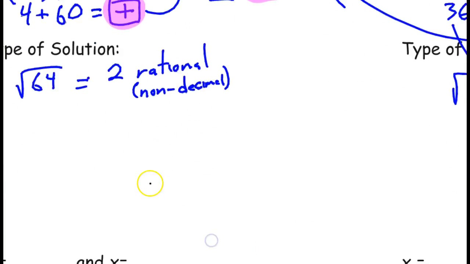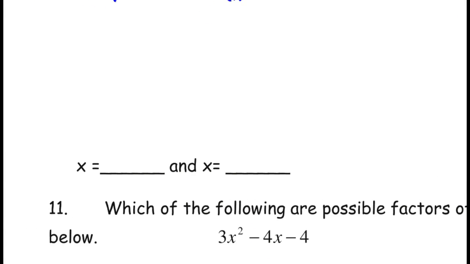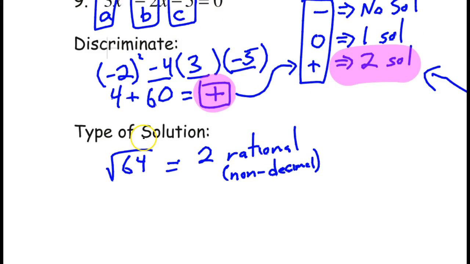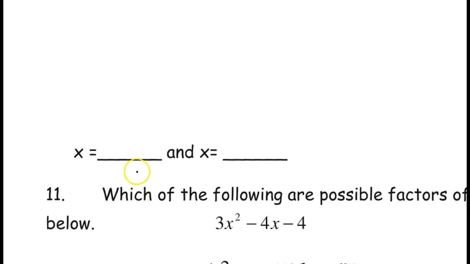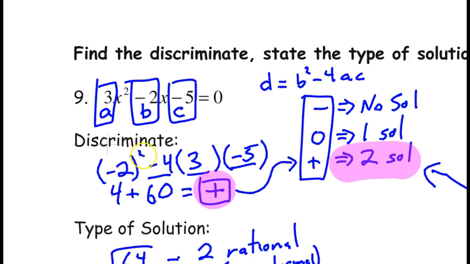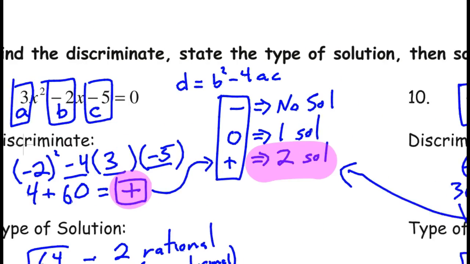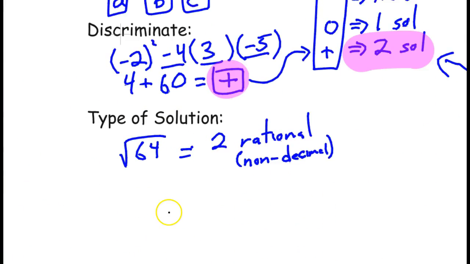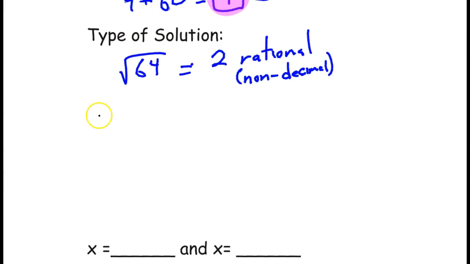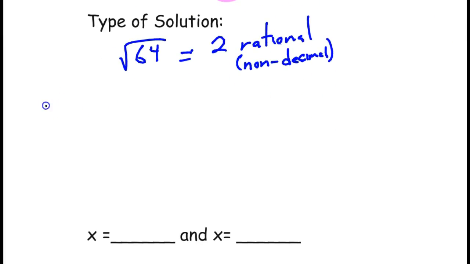Okay. And there's where the answers go, actually, down here. And then I guess they want us to find these solutions. State the type. I guess that should be the directions. That always helps. And then solve by using the quadratic formula. So remember, that is negative b plus or minus the square root of b squared minus 4ac, all over 2a. That's the quadratic formula.